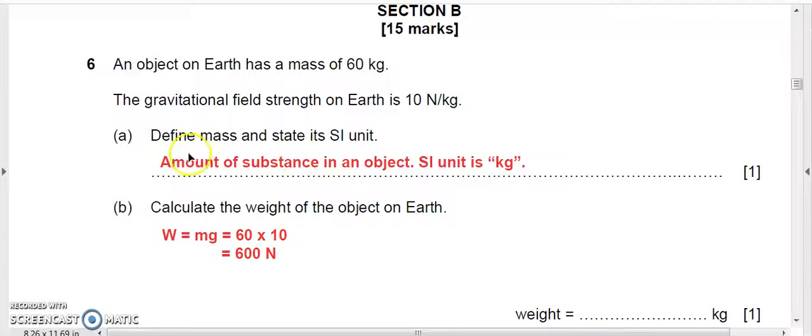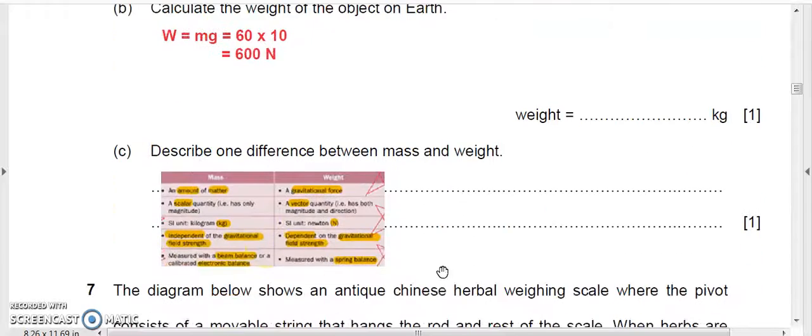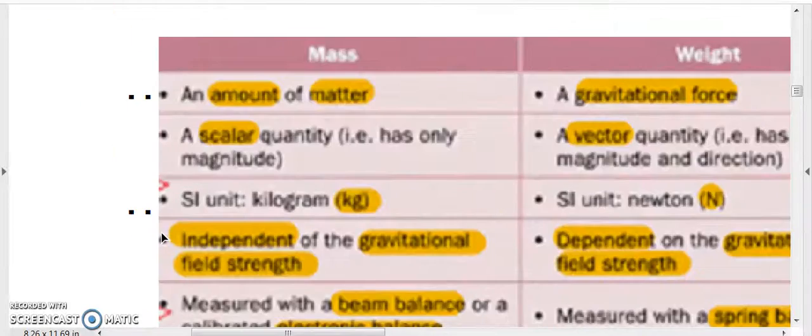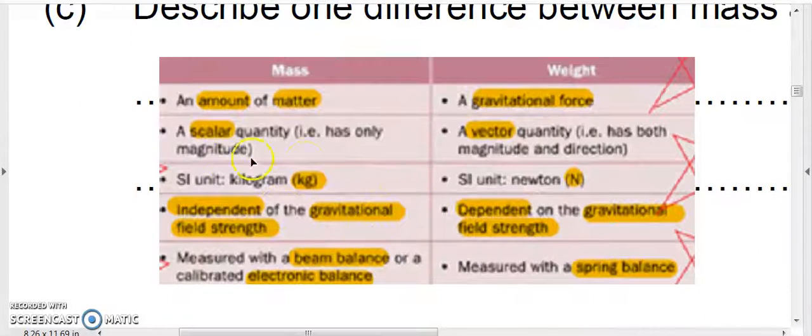Okay, 6a, define mass. Mass is basically the amount of substance in an object. SI unit, kilograms. Calculate the weight of the object on Earth. Weight is mg, W equals mg. So you have m here, you have g here. Just multiply, 600 newtons. There was an error here, right? So weight equals 600 newtons. Describe one difference between mass and weight. Okay, any one of these differences. I'm not sure you can see this. Okay, this is pretty straightforward.